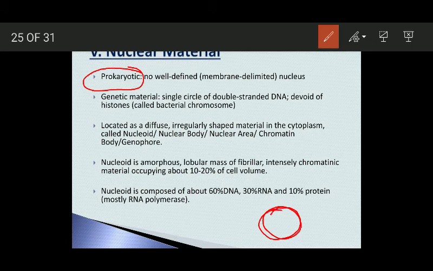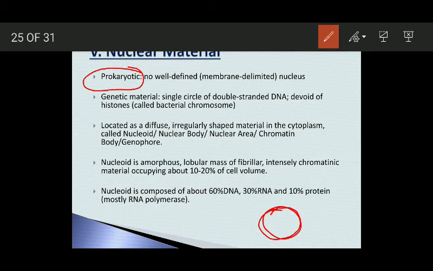This bacterial chromosome or genetic material is located as a diffuse, irregularly shaped material in the cytoplasm called nucleoid. That region of the cytoplasm is known as nucleoid, nuclear body, nuclear area, chromatin body, or genophore. Nucleoid is an amorphous mass of fibrous, intensely chromatic material occupying about 10 to 20% of cell volume.